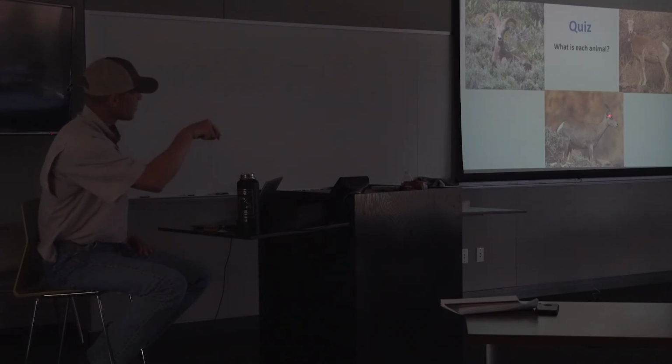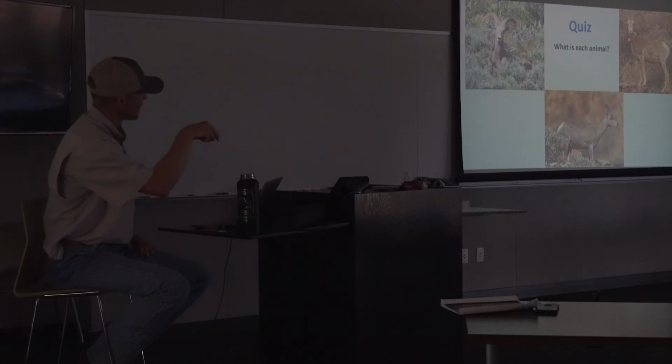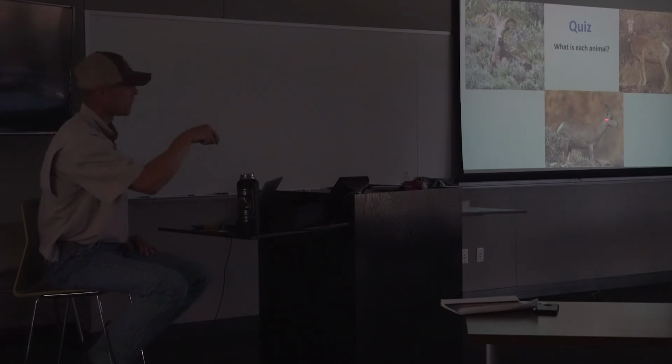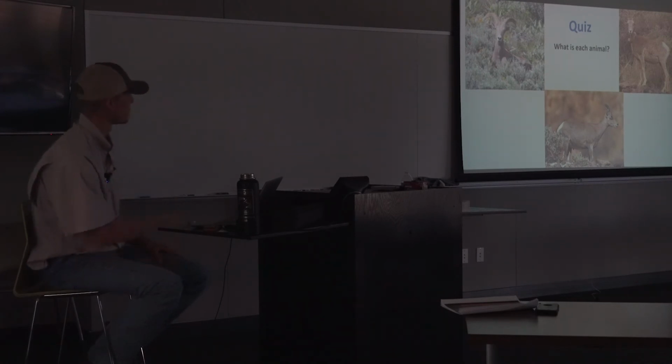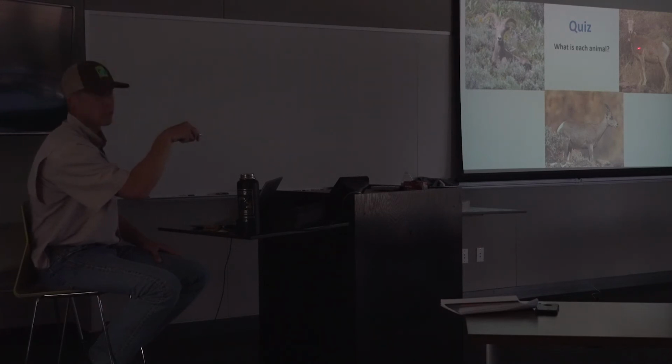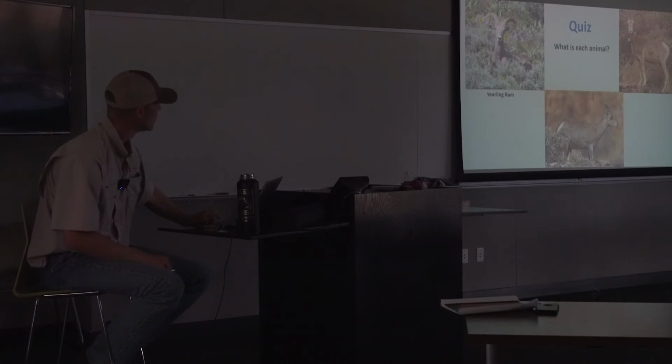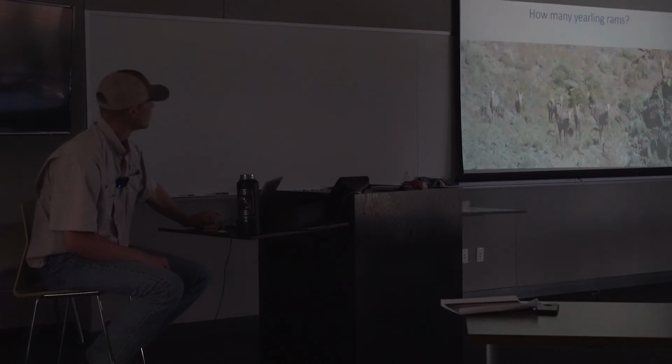This is a ram lamb. It's got the darker horns. It's got clearly a penis that's visible, and it does look very similar to a ewe. So that's a tough one. What's this one here? Ram lamb. It's a yearling ram. How about this one? Yes, that's a legal ewe. So yearling ram, ram lamb, ewe.